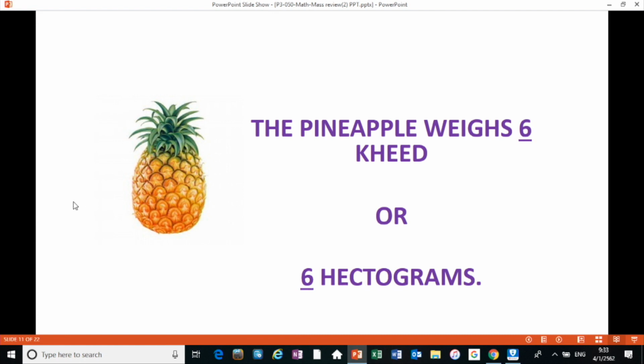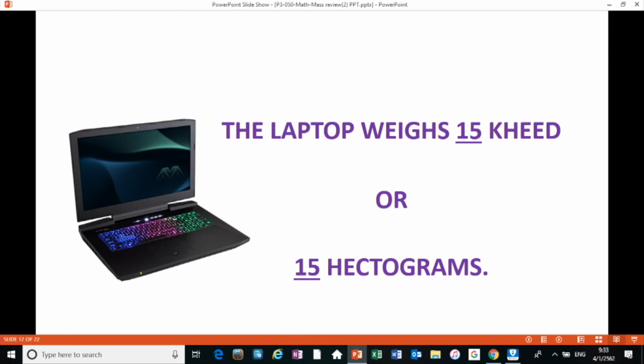What fruit is this? Pineapple. How much does the pineapple weigh in kid? And how much in hectograms? Always the same. Well done, guys. How about the laptop computer? How many kid? 15 kid. So how many hectograms? 15 hectograms. Excellent. Always the same. Kid, hectograms, you don't need to do anything. Always the same.